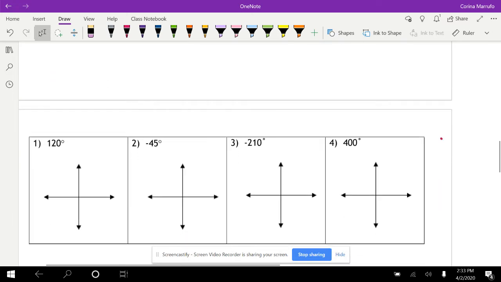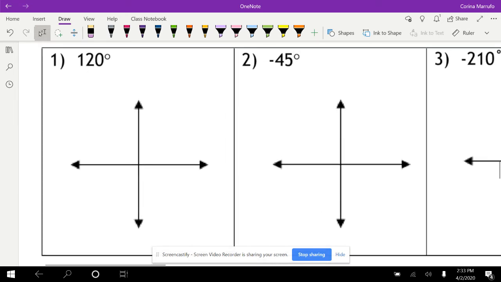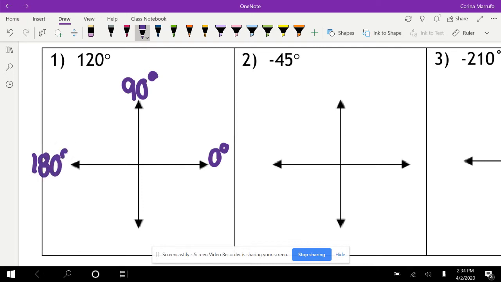Sketch each angle in standard position. The first one is going to be 120 degrees. I am going to start off by labeling. When we label these, go ahead and start off here with 0 degrees. Here it would be 90 degrees. This one would be 180, 270, and then all the way around would be 360.